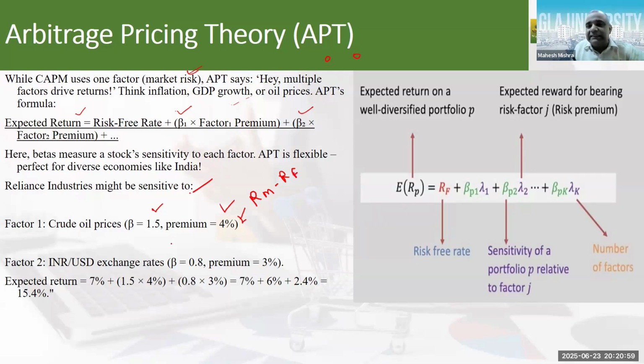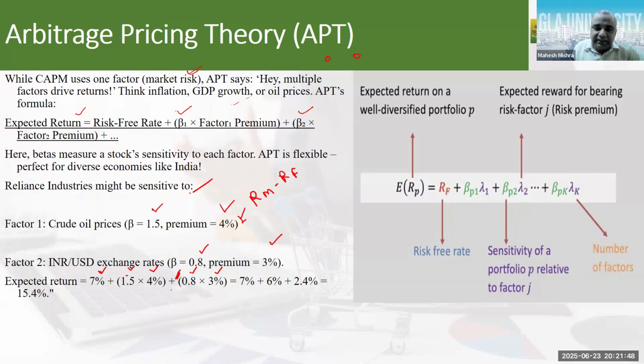So the second factor is Forex. Forex is the Indian INR and USD exchange. So that beta is 0.8. This is a less risky segment, and the premium is just 3%. So what will be the expected return? Expected return is the risk-free rate, and this 7% is considered from the previous question. Risk-free is 7%. Beta for crude oil is 1.5 and premium is 4. Here then, plus beta is 0.8, premium is 3. Then how much is the expected return?